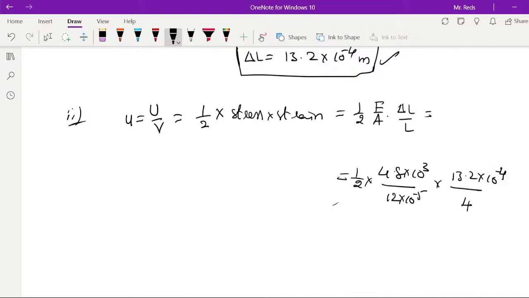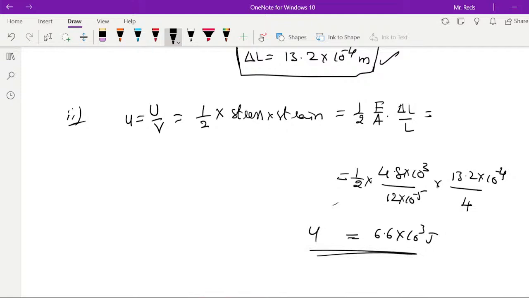So if you simplify all these parameters, you will get 6.6 × 10^3 joule. What is energy density? Energy per unit volume, energy per unit volume. So it will be around 6.6 × 10^3 joule. Small u will be the energy density actually, in joule per meter cube.